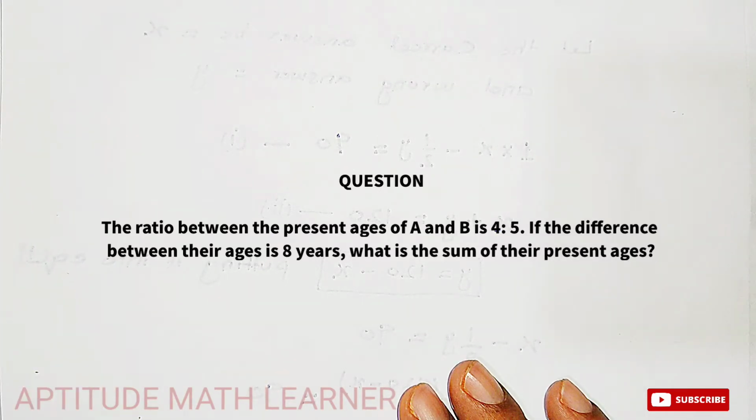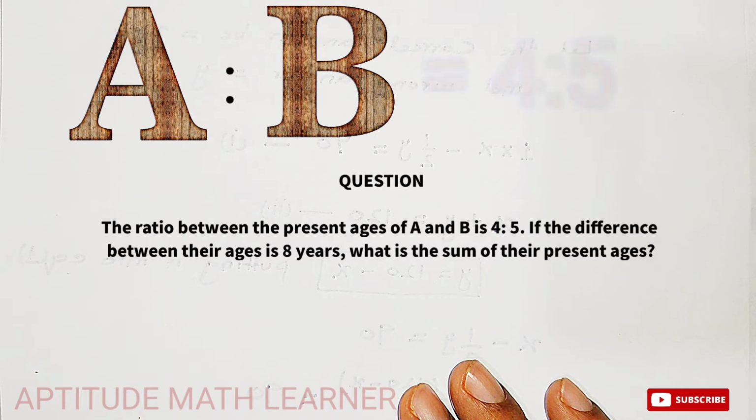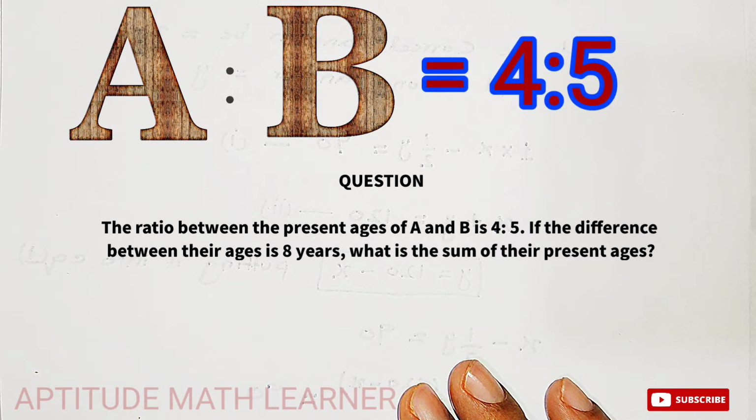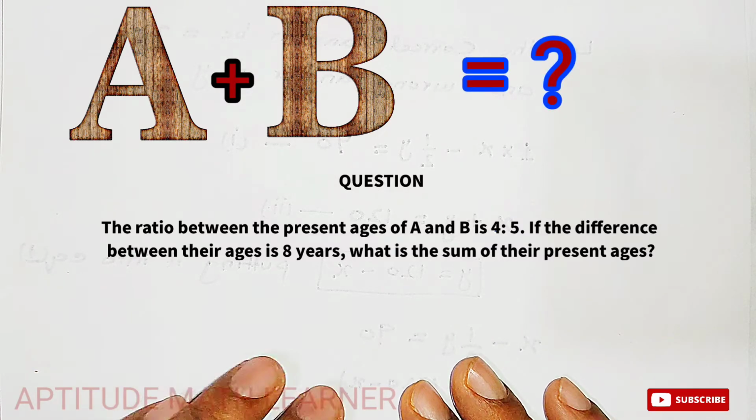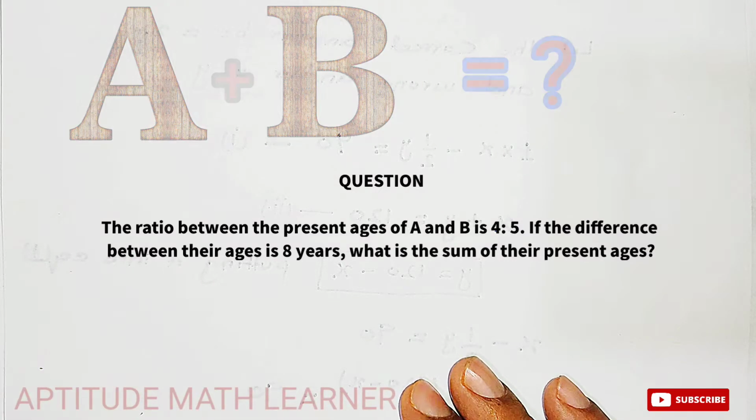The question is: the ratio between the present age of A and B is 4:5. If the difference between their ages is 8 years, what is the sum of their ages? So here we have to find out the sum of their ages.